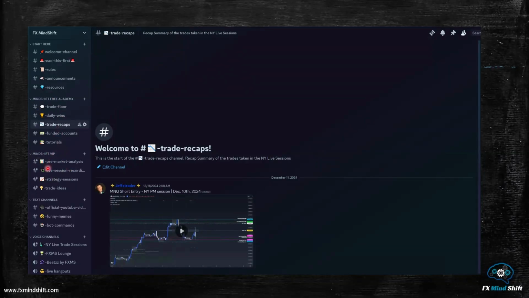There's going to be the VIP section over here where you get access to all of the pre-market analysis, the live session recordings, strategy session recordings, and also the trade ideas channel over here. You also get access to the live trade rooms. This is where we would do the live trade rooms, so you can jump in on those sessions and jump in on the New York trade sessions with us. Right, so this is kind of just a preview of what you would get while joining the Discord.